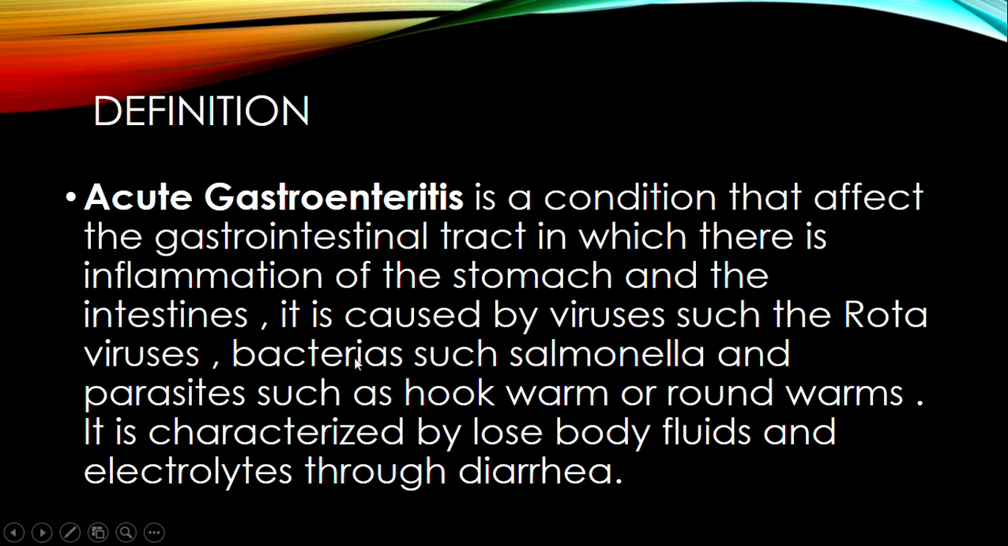Remember that we have mentioned the organ that it affects, that it is the gastrointestinal tract. Then what happens there is inflammation of the stomach and the intestines. And what causes it? Viruses such as rotaviruses, or bacteria such as Salmonella, or parasites such as hookworm or roundworm. And then it is characterized by the loss of body fluids and electrolytes through diarrhea or vomiting. So that is the definition.